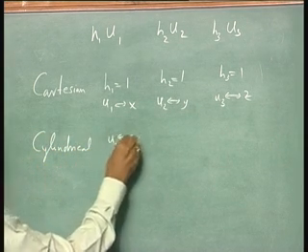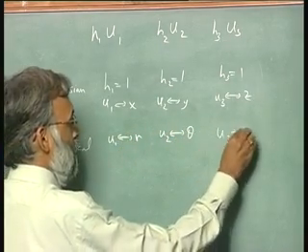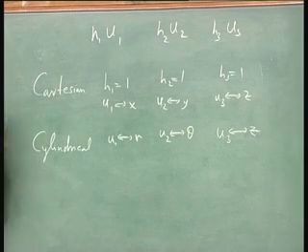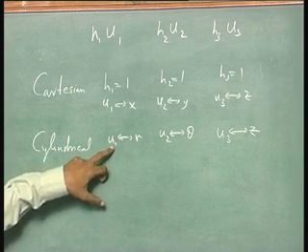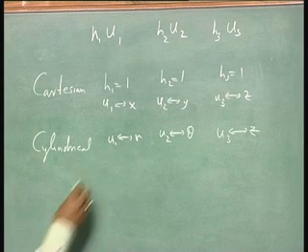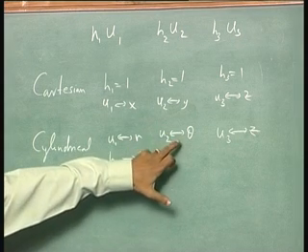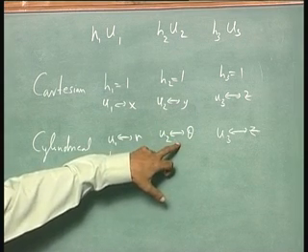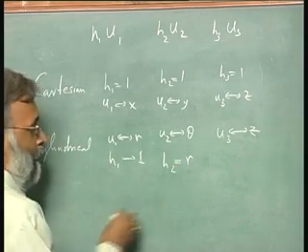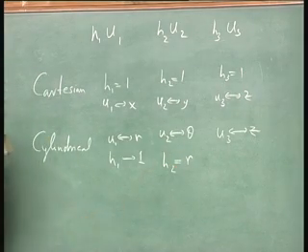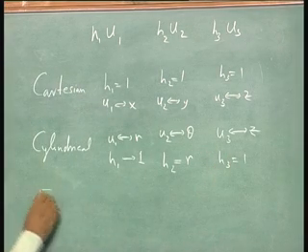For cylindrical, u1 will be r, u2 will be theta, u3 will be z. If you look at distance along r, distance along r is nothing but dr. So, h1 is 1. Distance along theta is not d theta, it is r d theta. So, h2 is equal to r. Distance along z is dz. So, h3 equals 1.